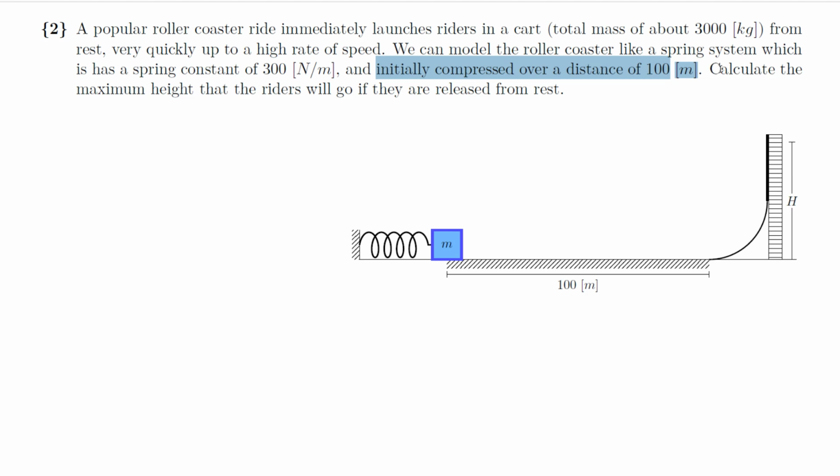We're going to calculate the maximum height that the riders will go if they are released from rest. So the cart will go along the track, go up the tower, and we're going to solve for this height h that they're going to go up the tower to their maximum height.